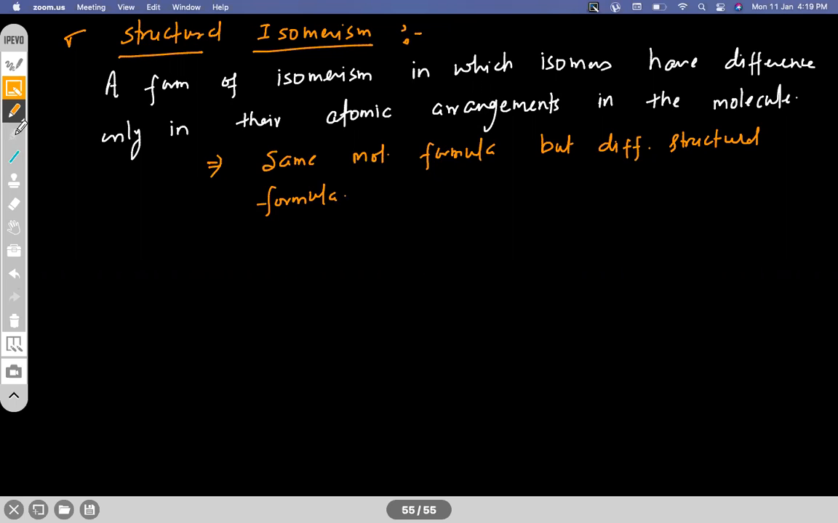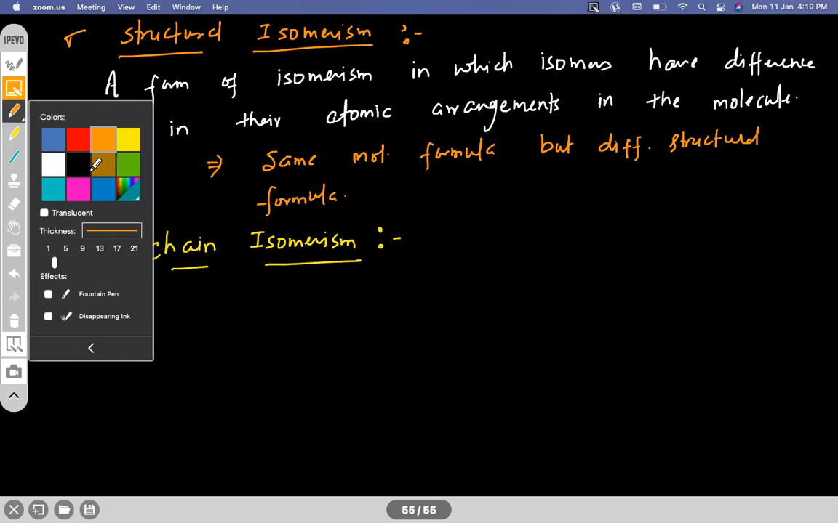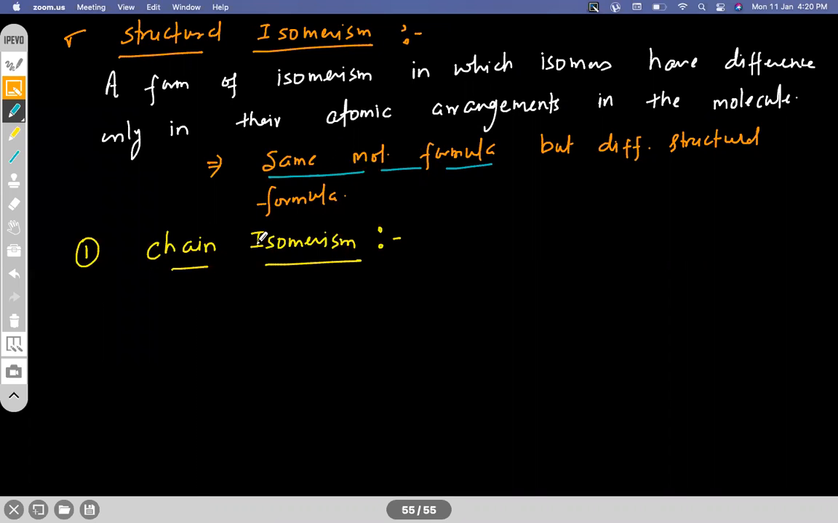Different types we have. The first type, write down, is chain isomerism. So you see, the same molecular formula is there for all kinds of isomerism we have under this. This condition we have everywhere. With this, what is the other condition which defines chain isomerism?